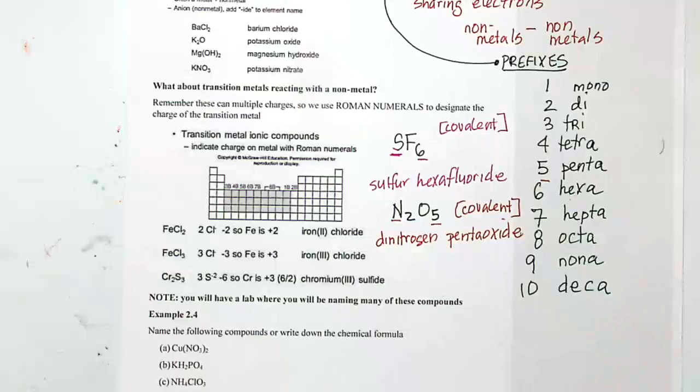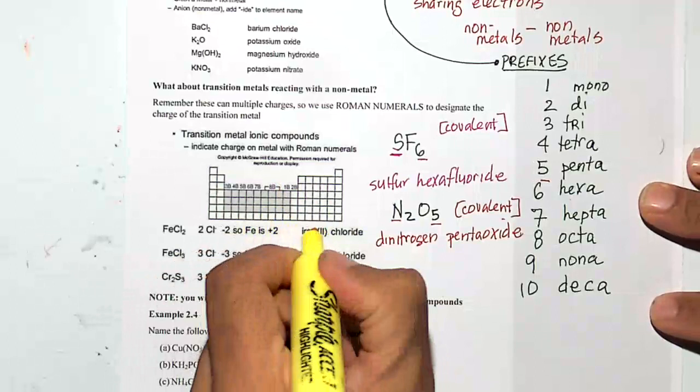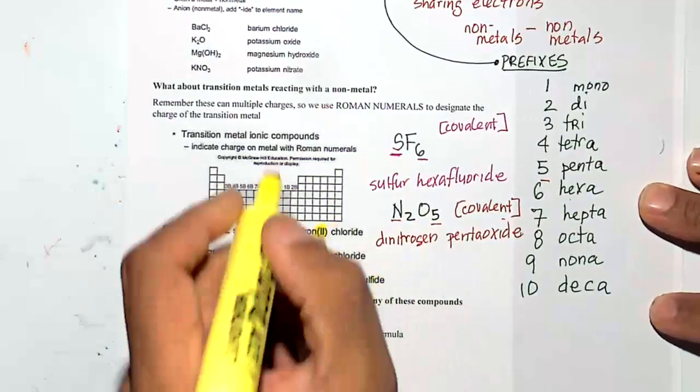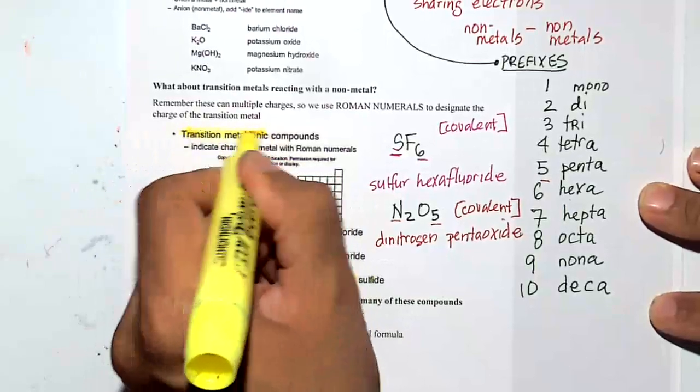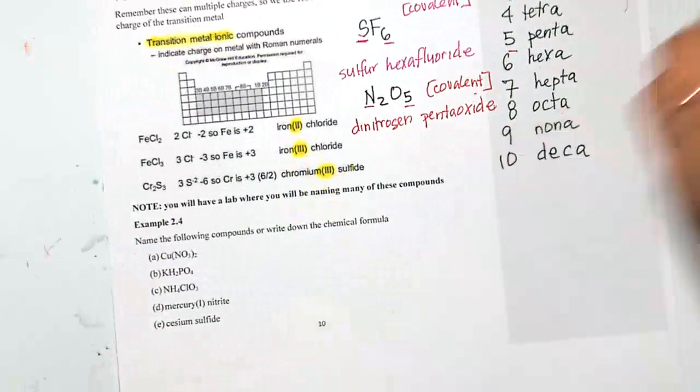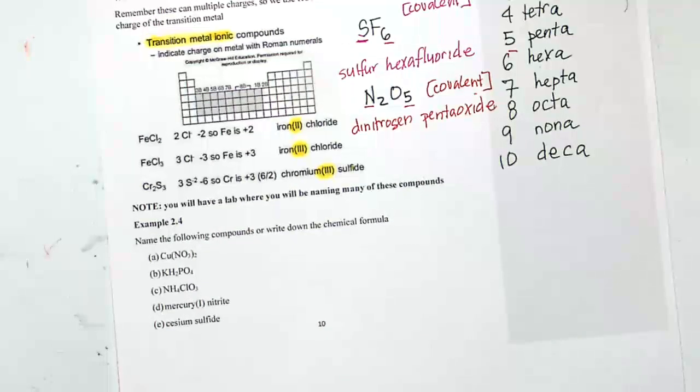And I think you guys mentioned it. I think it was you, Samantha. Don't forget, if it's transition metals, you're going to put Roman numerals. These are for ionic compounds. Make sure you know that. All right, let's do some of these problems here.